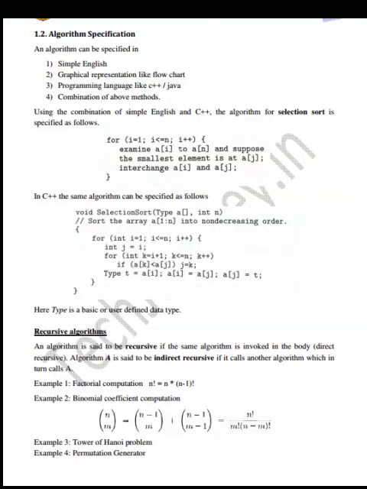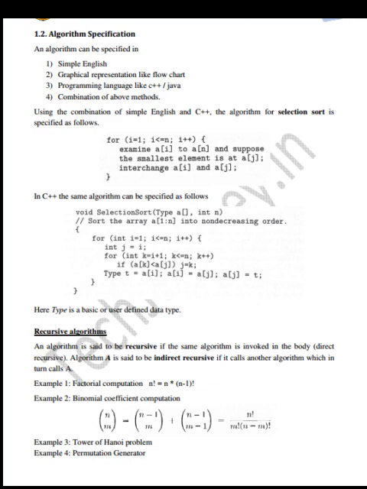Now let us see algorithm specification. An algorithm can be specified in simple English, graphical representation like a flowchart, a programming language like C++ or Java, or a combination of the above methods. Using the combination of simple English and C++, the algorithm for selection sort is specified as shown in the figure. See, in C++, the same algorithm can be specified as follows. See the figure. Here type is a basic or user-defined data type.